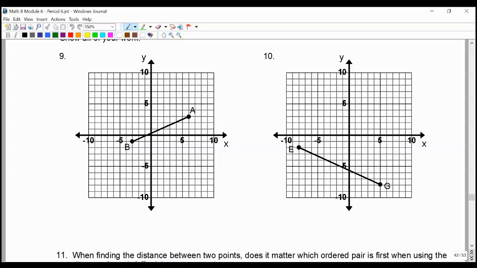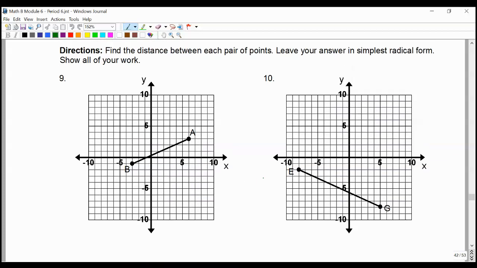This is the second video on the distance formula, the 6-2C lesson. We're going to look at number 9. It says, find the distance between each pair of points. Leave your answer in simplest radical form.